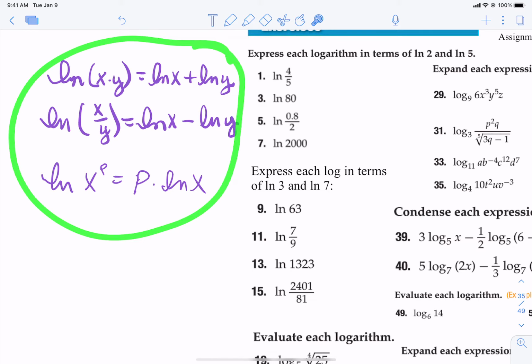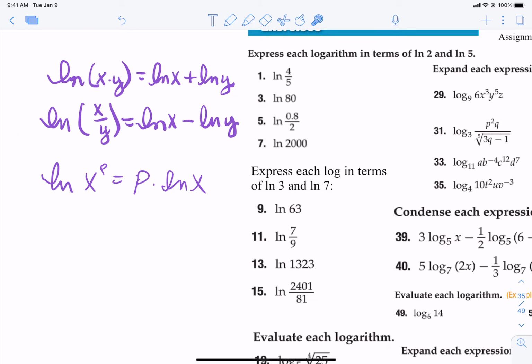We are going to use these rules. So if you could just take a second and write those rules down for me, that would be very helpful as we go through the problem. If you haven't written them down, write them down right now.